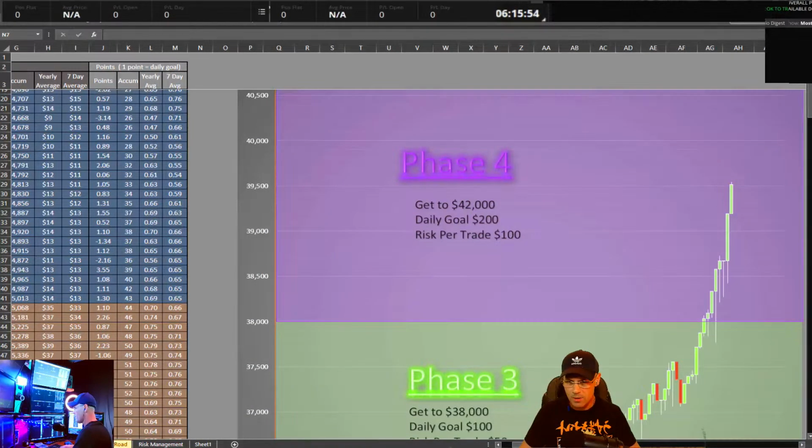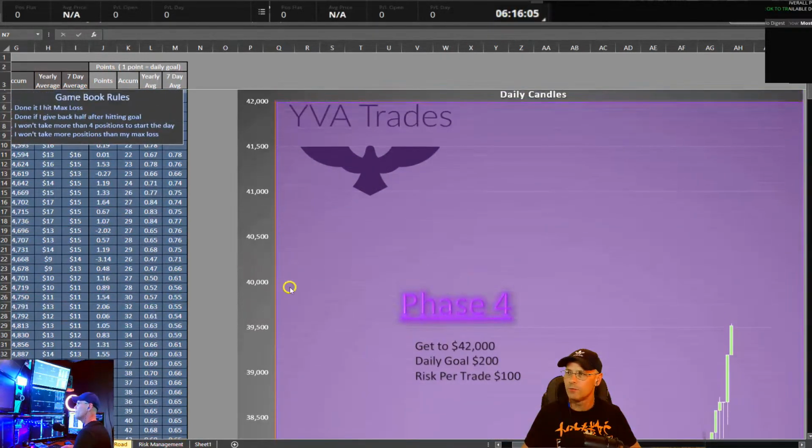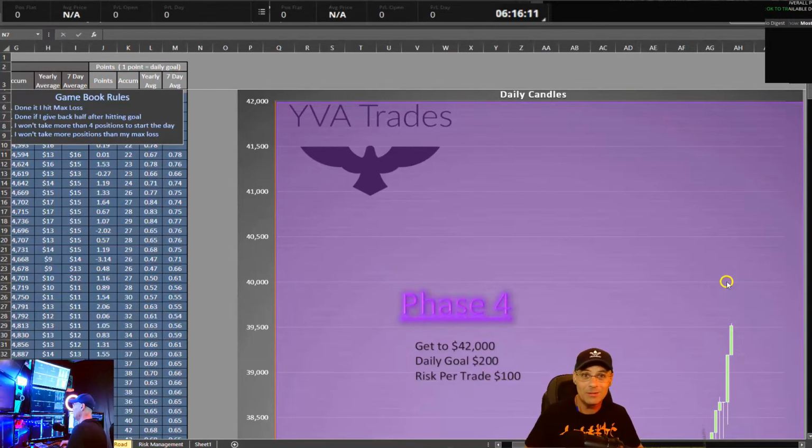And so back over here, this is my progress from yesterday. Nice green candles, so I am up almost halfway through phase 4. When I get to 40,000, I'll be halfway. I need just under $500 today to do that. Maybe, maybe not. It depends on what the market gives us.